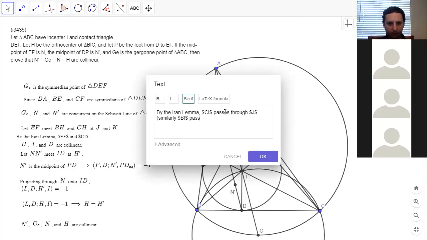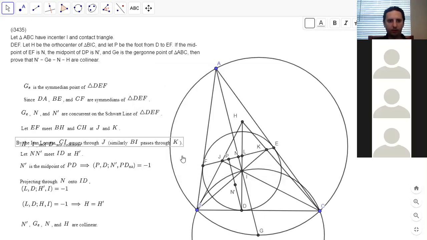BI passes through K. All right, I'm going to move on to the next one. So yeah, once you know the right theory, this is not a hard problem.